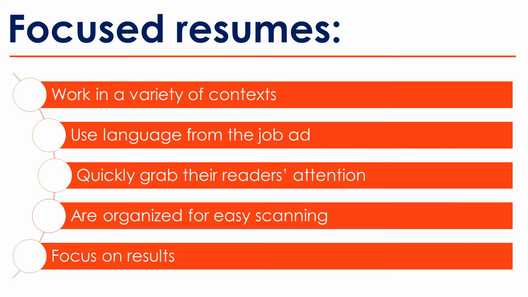Now, to produce an effective resume, you want to do 5 main things. First, you want to produce a resume that will work in a variety of contexts, that will satisfy the needs of varied readers. Second, you want to use language from the job ad, as we discussed in our video lecture on the basics of career documents.